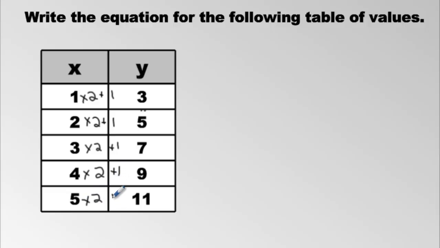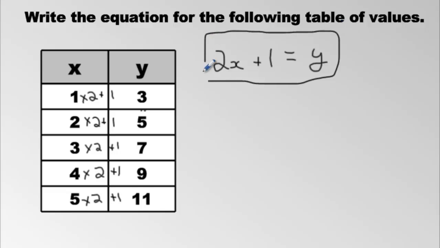Double this number, you get 10. Add 1 more, you get 11. So the pattern is we're going to take x and we're going to double it. That's how we do that. And then we have to add 1 more. And when we do that, we get y. That is the relation. We call this a relation. Yes, it is an equation, but it is a relation because this is the pattern that we have just observed. We take x, we double it, then we add 1. You take x, you double it, and you add 1, and that gets you y.